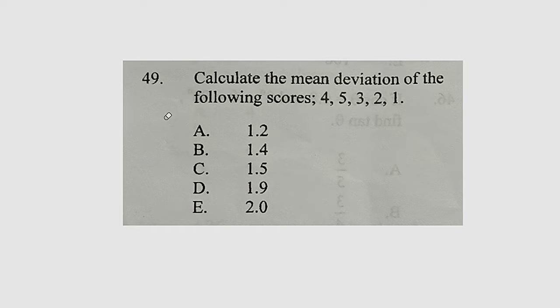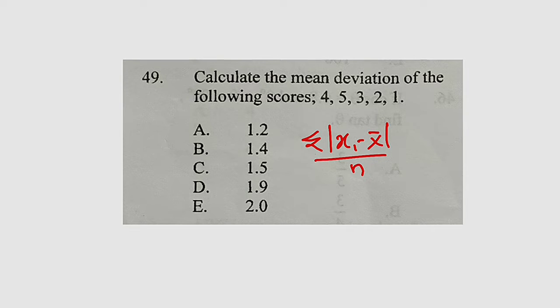Question number 49, we are asked to calculate the mean deviation of the following scores: 4, 5, 3, 2, and 1. What is mean deviation? Mean deviation is nothing but the summation of the absolute deviation from the mean, xi minus x bar, divided by n. This is just the formula, where x bar is the mean.